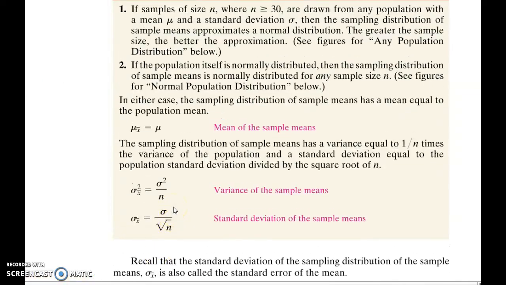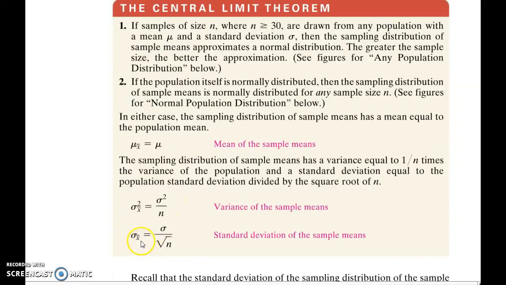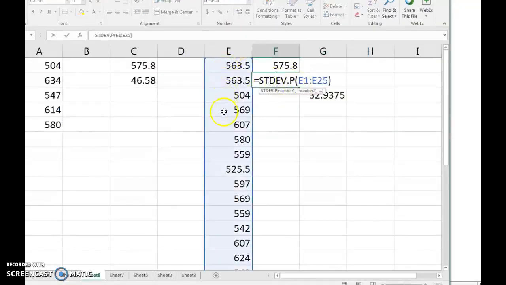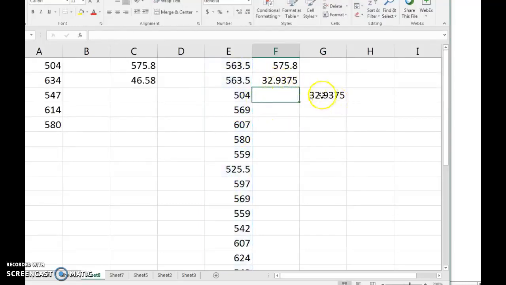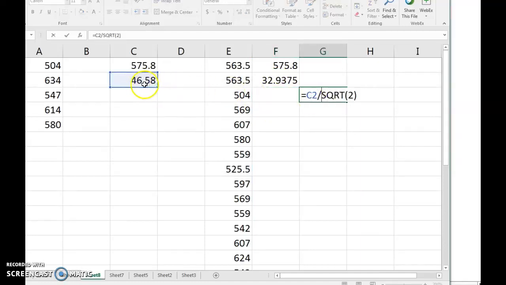And going back to the central limit theorem, the formula for calculating the standard deviation of all of your sample means is the population standard deviation divided by the square root of your sample size. Just to show that, here I looked at every single possible sample mean and took the standard deviation. I got this answer. I can also get it by taking the population standard deviation and dividing by the square root of 2, because that's my sample size. And when I do that, I get the same exact answer. So that's the formula for getting the standard deviation of your sample means.